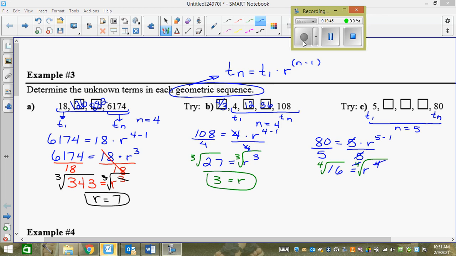So we do 4th root of 16, which is 2. Okay, times by 2. 5 times 2 is? 10. 10 times 2 is? 20 times 2 is? 40 times 2 is? And then that's when you rejoice because it actually worked out.